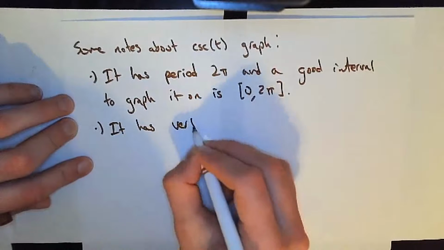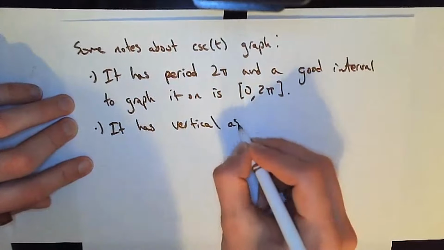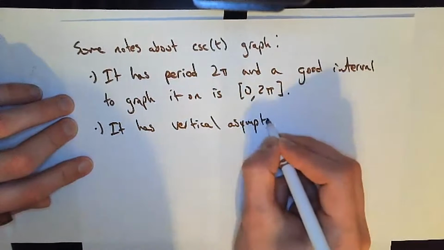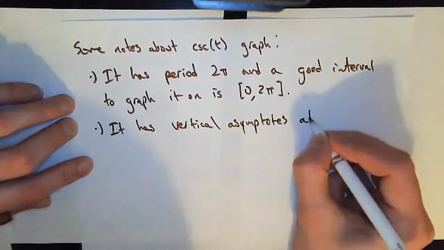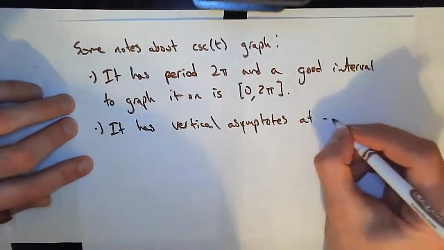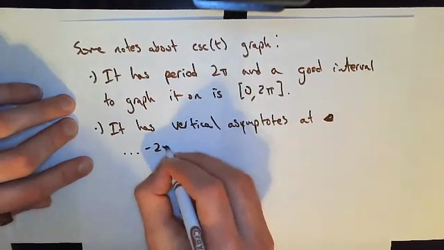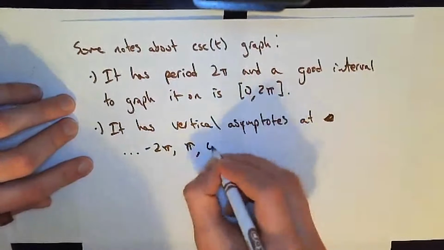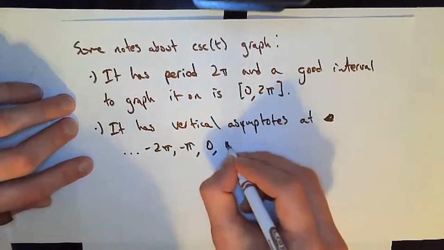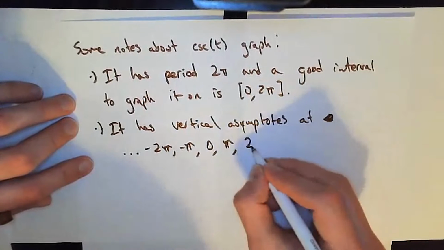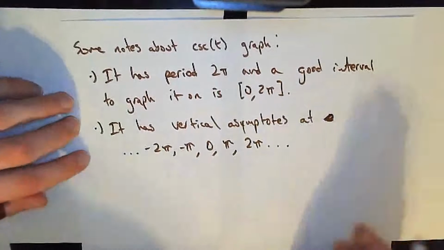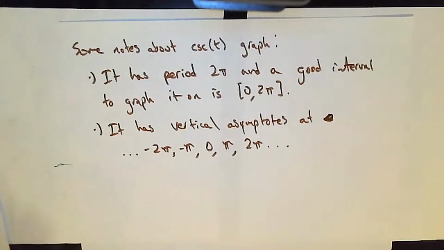It has vertical asymptotes at, this time I'm listing out some of them instead of just saying n pi, just to give you the idea of what's happening here. Those are some examples of some of its vertical asymptotes.